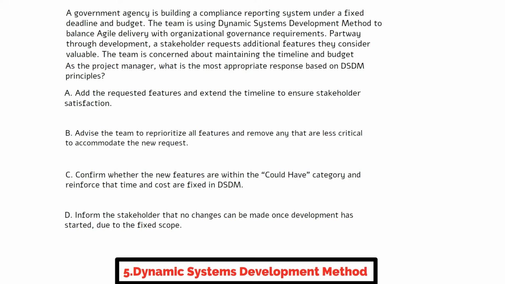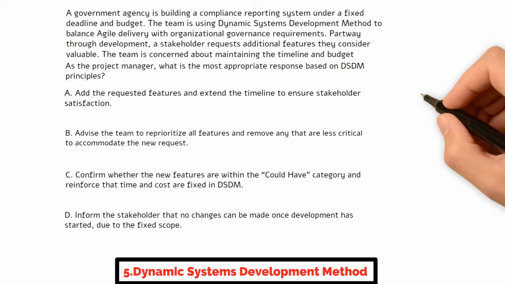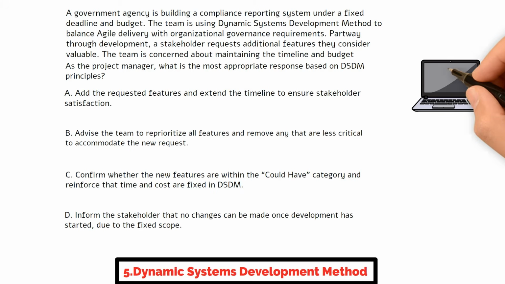Confirm whether the new features are within the could-have category and reinforce that time and cost are fixed in DSDM. D. Inform the stakeholder that no changes can be made once development has started due to the fixed scope. You can pause the video here if you need more time.